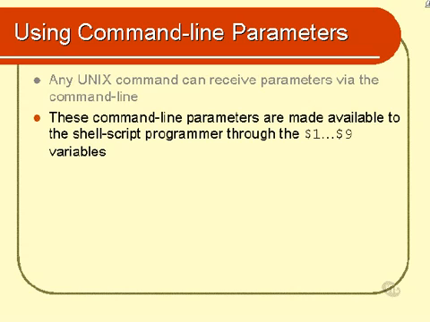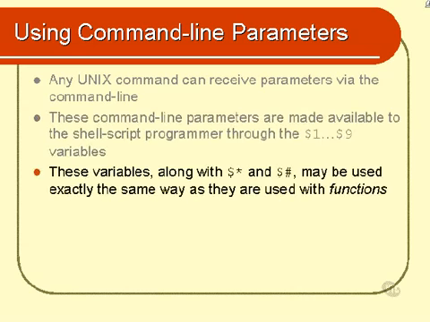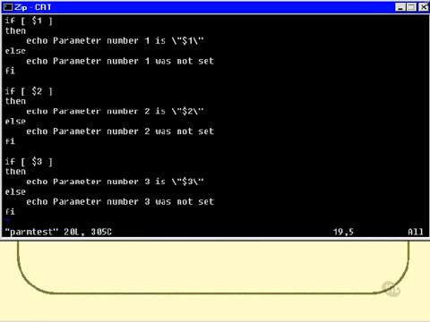So theoretically there's very little new for us to learn here. We just have to see a few examples of this in use. Also, it's worth mentioning that $* and $# or $pound if you like may be used exactly the same way as they are used with functions, just like $1 and $9. So that essentially completes the set. Anything you could do with a function you can actually do with the shell script. So let's have a look at some examples of that.